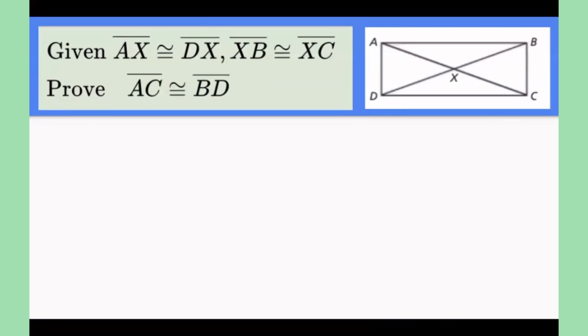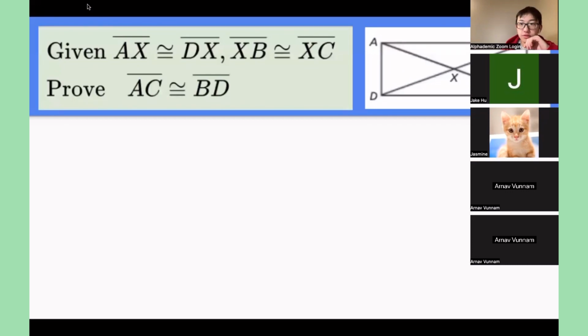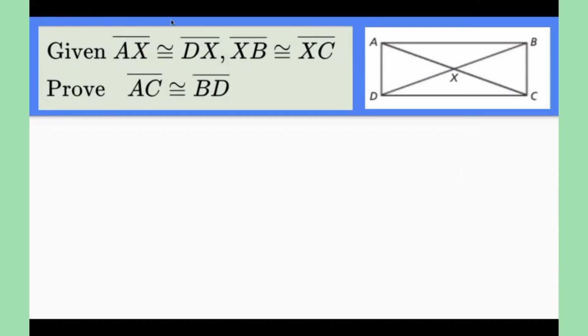All right, now we have a quick little proof that I will walk through. So first we have, given segment AX is congruent to segment DX and segment XB is congruent to segment XC, prove that segment AC is congruent to segment BD. The video monitors are blocking my screen. There we go.